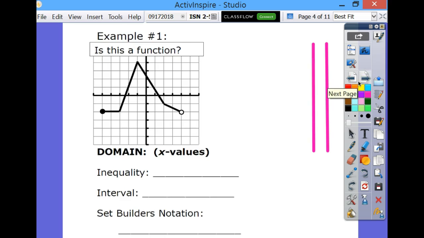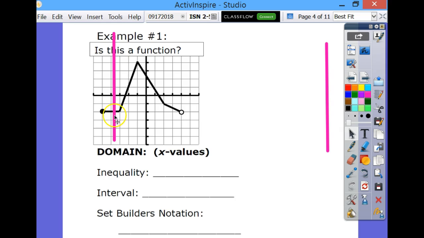Okay. So, now we are ready for example number 1. So, first question up there, is it a function? Do we remember the vertical line test? The easiest way to tell if something is a function that's on the graph is using the vertical line test. So, first of all, which way is a vertical line? Up and down. So, would this be a vertical line right here? If I take this vertical line, how many times does it cross my graph?